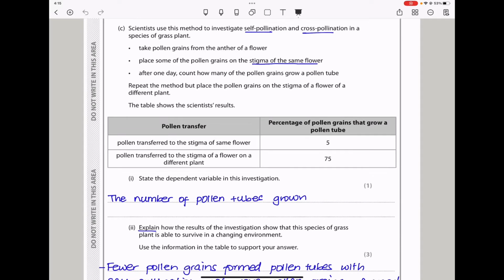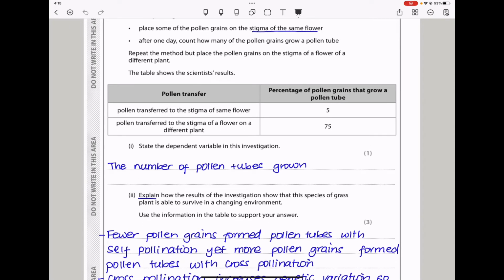So we see pollen transfer to the stigma of the same plant. The percentage growth of the pollen tube is going to be 5%. And then pollen transfer to the stigma of a flower on a different plant, we see 75% growth. So they say state the dependent variable in this investigation. The dependent variable is the measured variable, so I said the number of pollen tubes that are grown or that germinate.